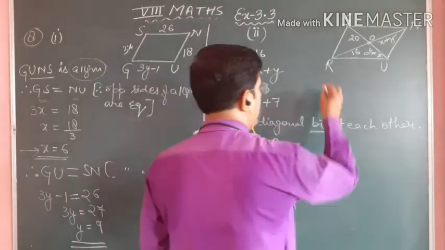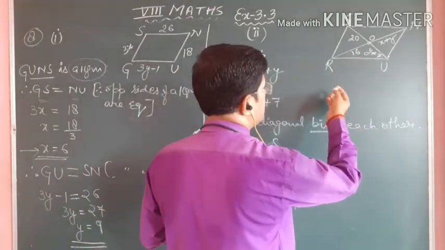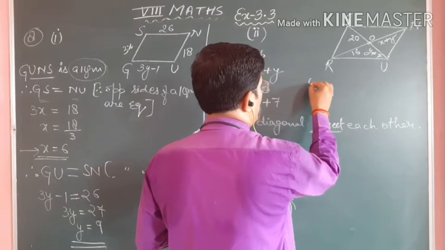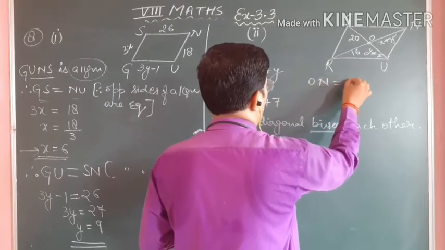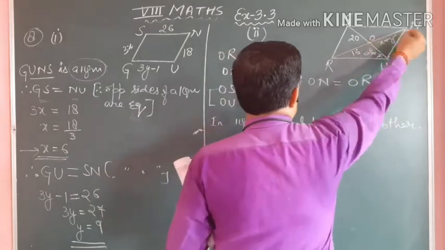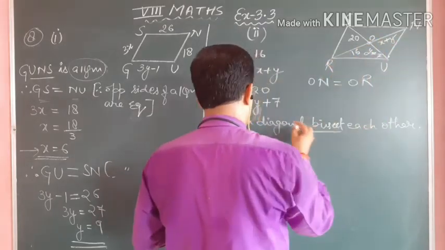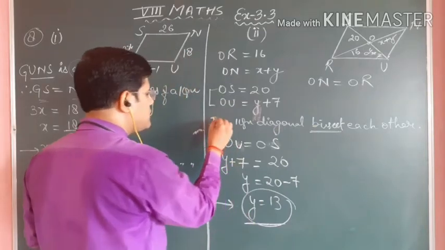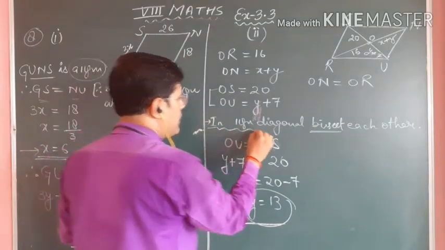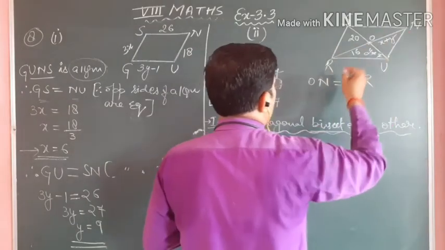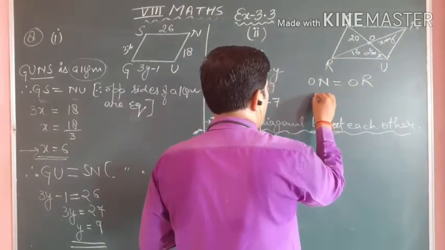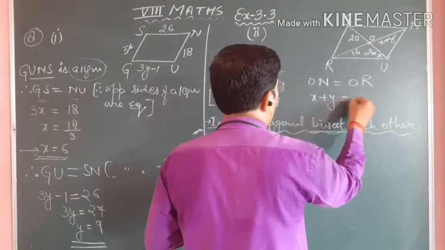Here I have a place to write. So OS or ON equal to OR. ON equal to OR. Why do we write these things? Because I already wrote the reason in parallelogram, diagonals bisect each other. So ON equal to OR. Then ON equal to X plus Y and OR equal to 16.